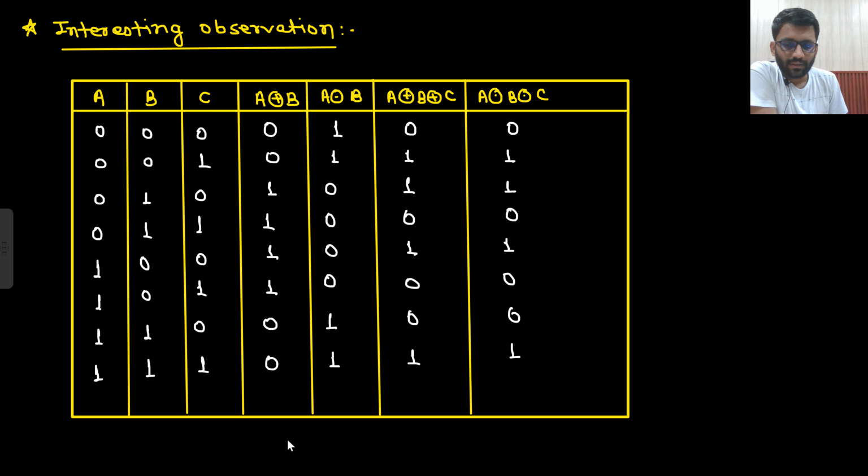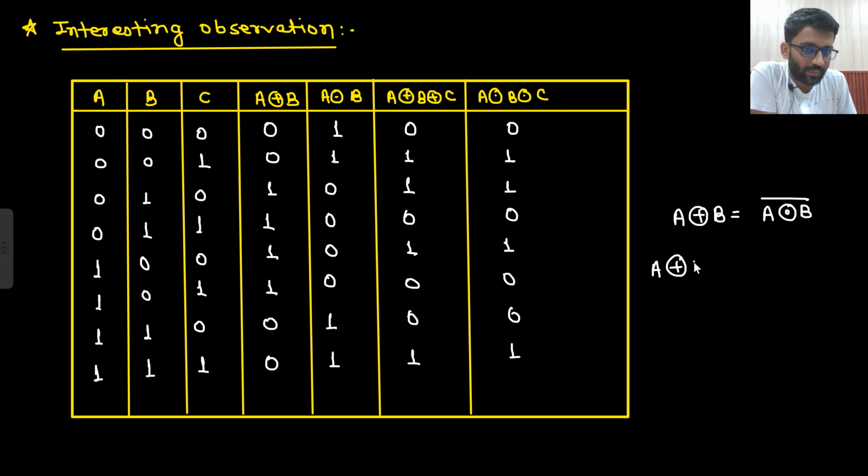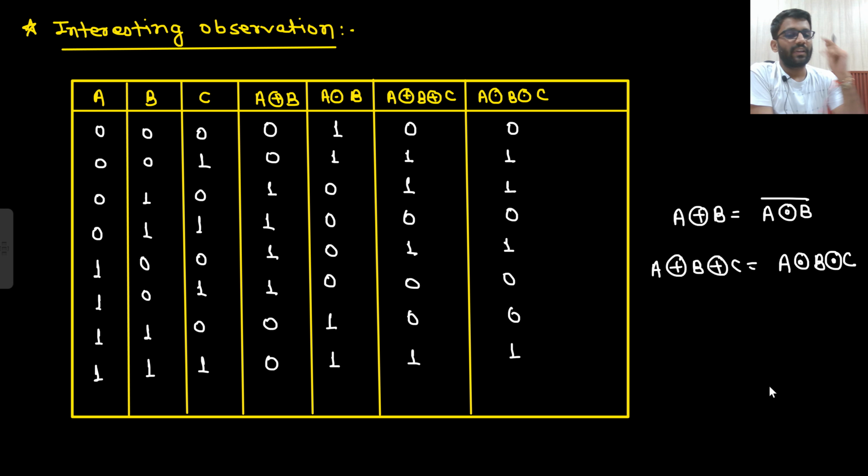What did you see? That A XOR B is bar of A XNOR B, but A XOR B XOR C is equal to A XNOR B XNOR C. So for an even number of inputs, both are bar of each other, but for an odd number of inputs they are the same. So XNOR you can replace with XOR if there is an odd number of inputs. Are you getting this point?